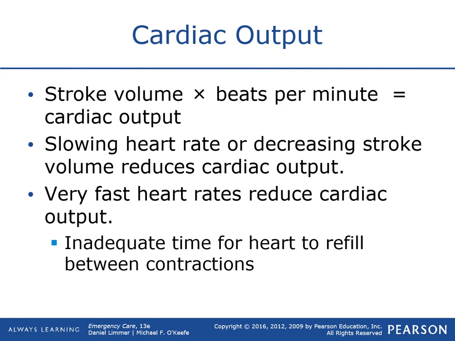So say your stroke volume is 70 and your beats per minute is 100. That'd be 70 times 100, which is 7,000 milliliters, or 7 liters. And that is your cardiac output. That is within the normal range, though it's the higher limit of your normal range. That is the amount of blood that your body should be putting out every minute. Usually it's around 6,000 to 7,000 milliliters per minute.